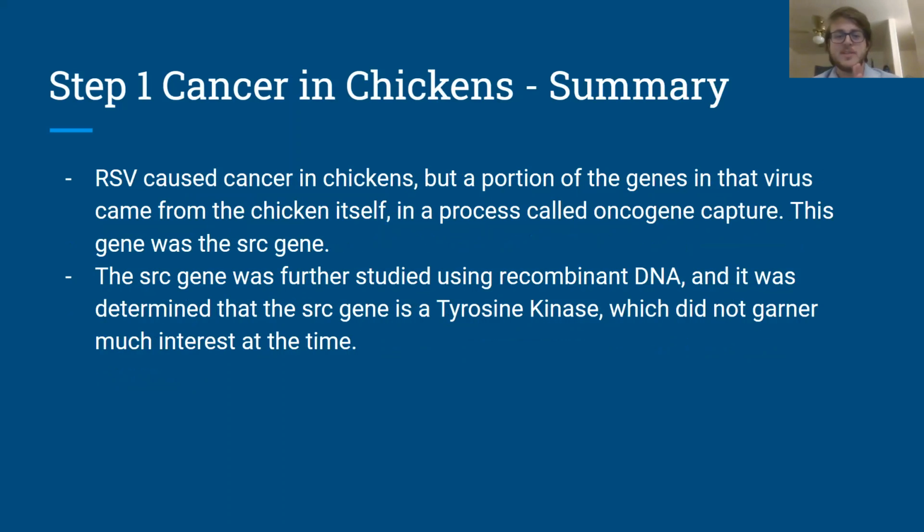So here's a quick summary of step 1, because it's a lot. The Rous sarcoma virus caused cancer in chickens, and it could be transmitted. And there's a portion of the genes in that virus that came from the chicken itself, and that was oncogene capture. And the gene in particular that we were interested in was the SRC gene. And that was further studied using the cloning method, and they determined it was a tyrosine kinase, which didn't garner much interest at the time. However, it became important later on.